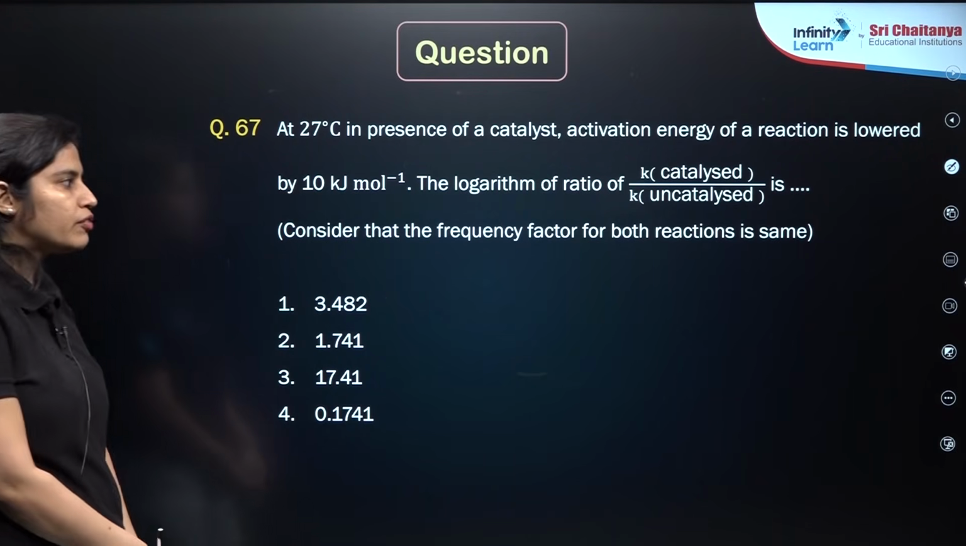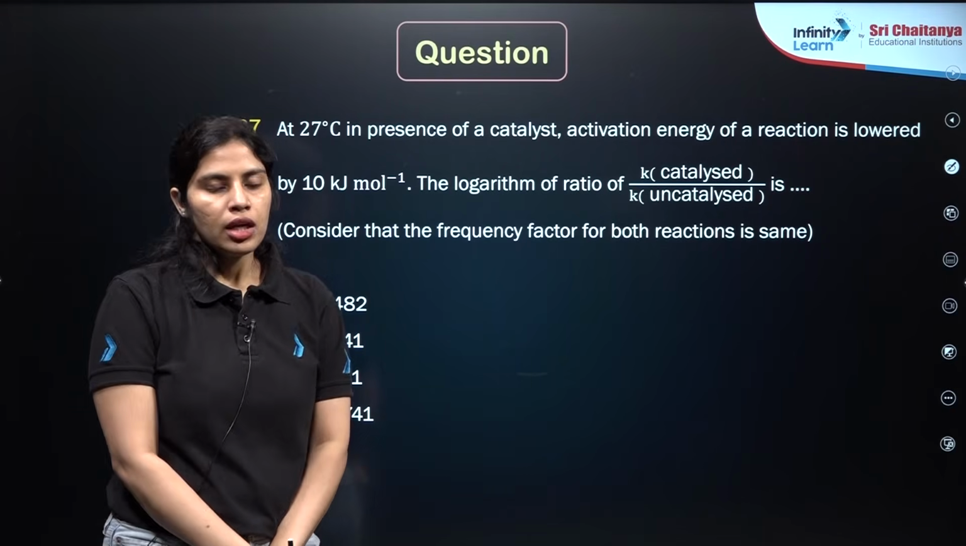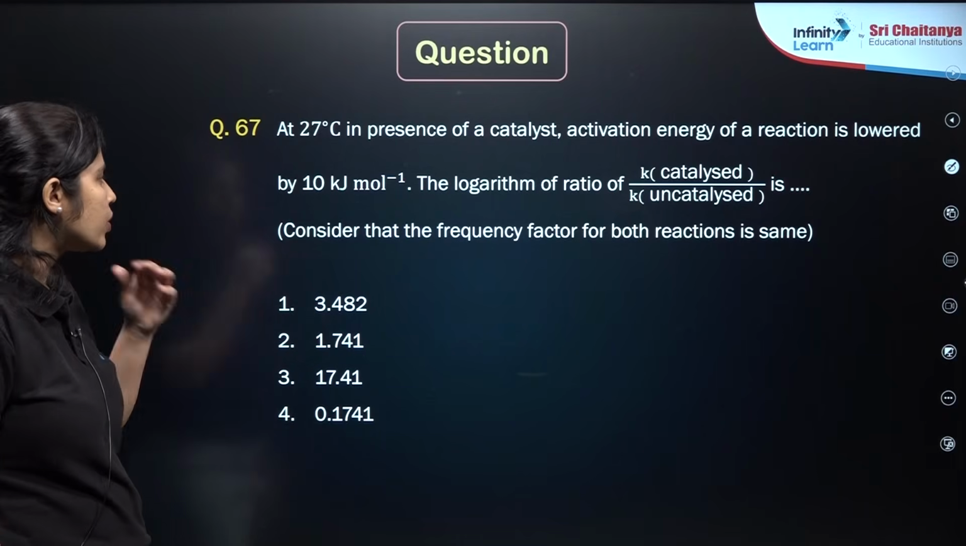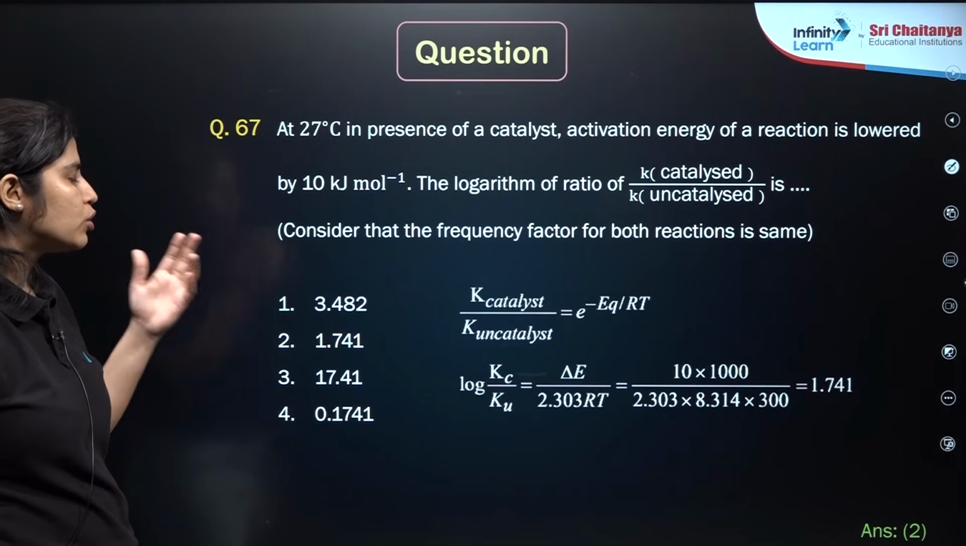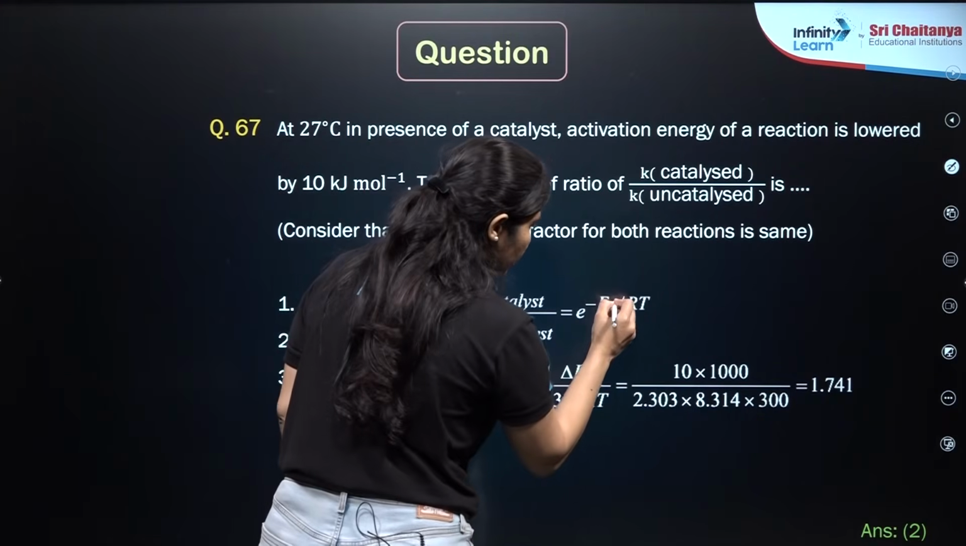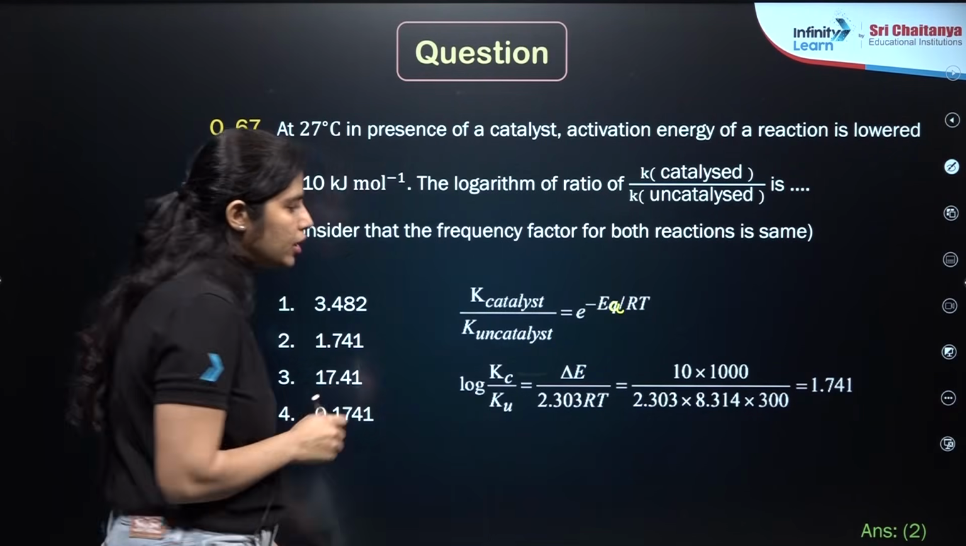Consider that the frequency factor for both the reactions is the same. If it is the same, it will get cancelled out, so we don't have to worry about it. Let's see how we're going to solve the question over here. So first of all, I'm going to write down the Arrhenius equation for it. This is A, by the way, e to the power minus EA by RT, right?